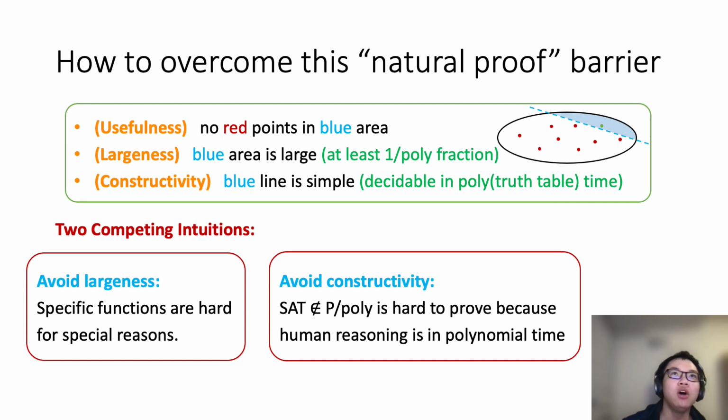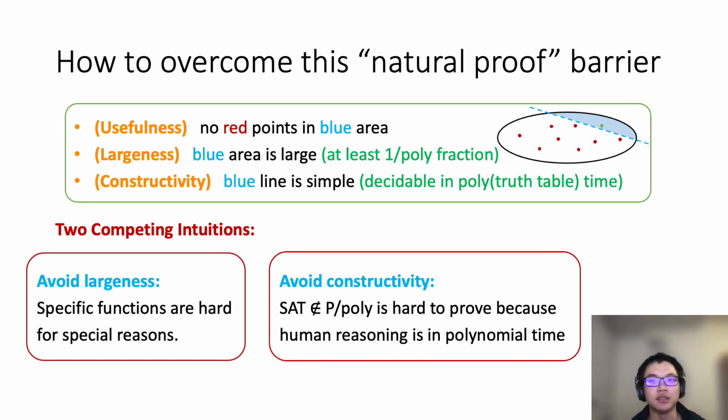But how? How can we overcome this natural proof barrier? Since usefulness should be inherent for proving a lower bound, we can only think of getting rid of either largeness or constructivity. By avoiding largeness, we are trying to say that specific functions like NP are hard for special reasons, so we can't expect a property to work for a vast proportion of functions. On the other hand, if we try to avoid constructivity, it means that the lower bound, such as NP is not contained in P/poly, is hard to prove because human reasoning is in polynomial time. We need to go beyond such primitive reasoning to prove the lower bounds.